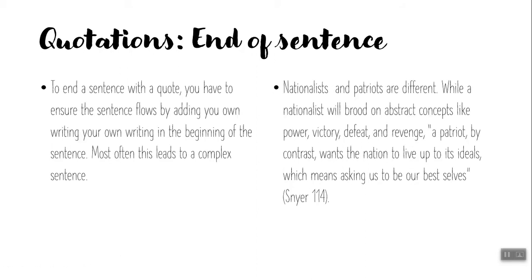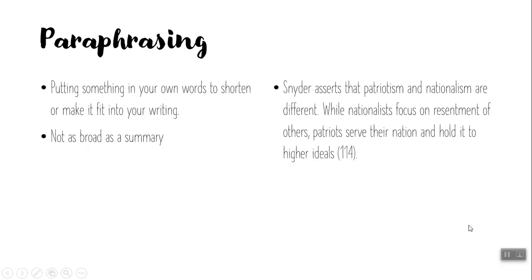Snyder 114. So, end of sentence. The same thing, you need to make sure it flows and add your own writing at the beginning of the sentence. Most often this is going to be in a more complex sentence. So this is more than one sentence here. Nationalists and patriots are different. While a nationalist will brood on abstract concepts like power, victory, defeat, and revenge, a patriot, by contrast, wants the nation to live up to its ideals, which means asking us to be our best selves. Snyder 114. I misspelled Snyder there. And then paraphrasing.